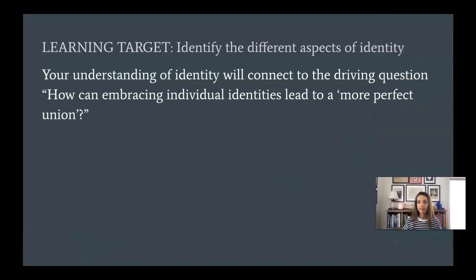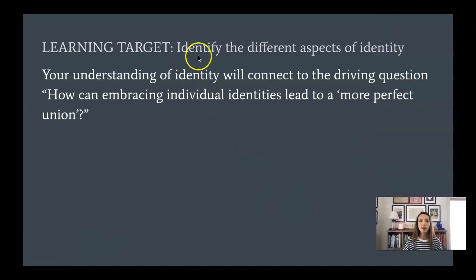The learning target reads that you will be able to identify the different aspects of identity. So you're going to see that in this lesson, there are going to be 4 terms and then their definitions that you're going to want to be able to figure out on paper, so to speak. Your understanding of identity, the 4 different terms, will connect to the driving question of how can embracing individual identities lead to a more perfect union?